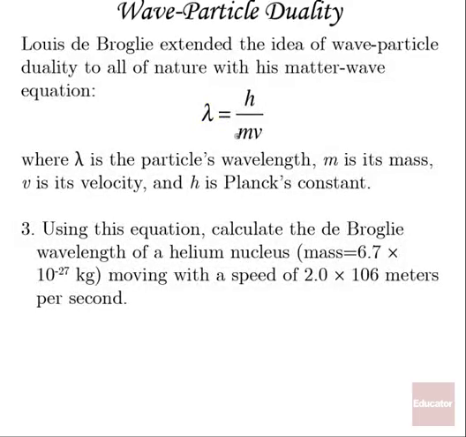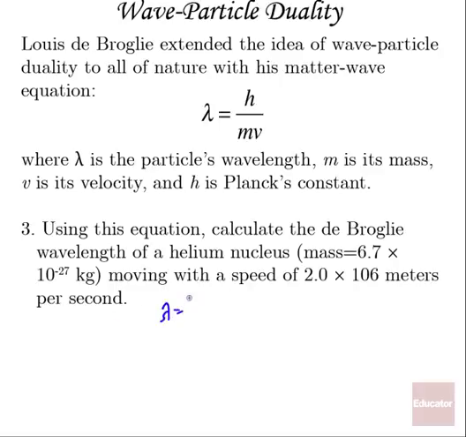Number 3. Louis de Broglie extended the idea of wave-particle duality to all of nature with his matter-wave equation, lambda equals Planck's constant divided by mass times velocity, where lambda is the particle's wavelength, m is its mass, v is its velocity, and h is Planck's constant. Using this equation, calculate the de Broglie wavelength of a helium nucleus moving with a speed of 2 times 10 to the 6th meters per second.